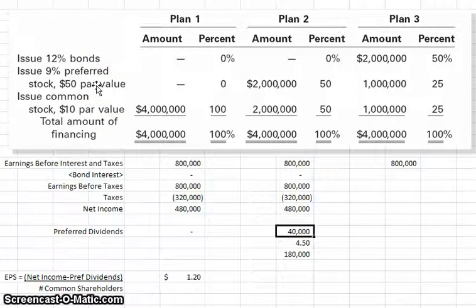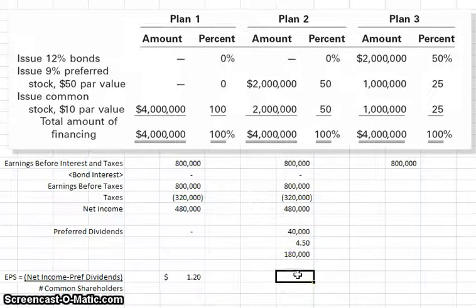Each one of those 40,000 shareholders wants their dividends, which is 9% times $50. Every single person holding a $50 share of stock expects to get their $4.50. So 40,000 shareholders at $4.50 apiece, your preferred dividends are going to be $180,000.